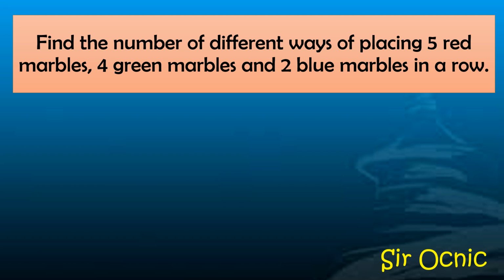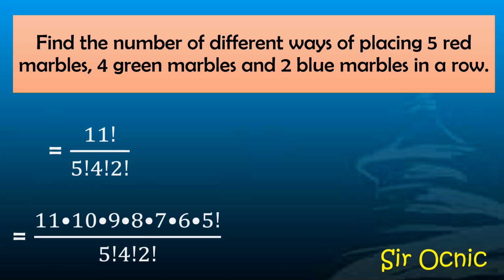Find the number of different ways of placing 5 red marbles, 4 green marbles, and 2 blue marbles in a row. Since we have a total of 11 marbles, our n is equal to 11. And by applying the concept of distinguishable permutations, we will have 11 factorial all over 5 factorial times 4 factorial times 2 factorial. Expanding the numerator, we will have 11 times 10 times 9 times 8 times 7 times 6 times 5 factorial, all over 5 factorial, 4 factorial, 2 factorial.